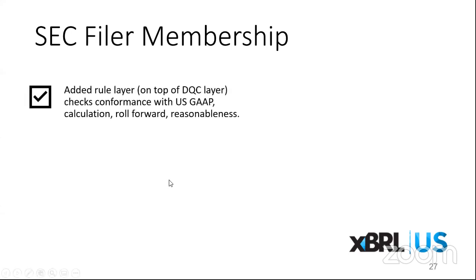One is an added rule layer. Most of you today are using the DQC rules, which is obviously really critical. That provides a base level of consistency with working with the US GAAP taxonomy and a base level of quality. This added rule set available through SEC filer membership checks things like conformance with US GAAP, reasonableness, calculations, and other types of validation. It also allows SEC filer members to participate in important working groups.